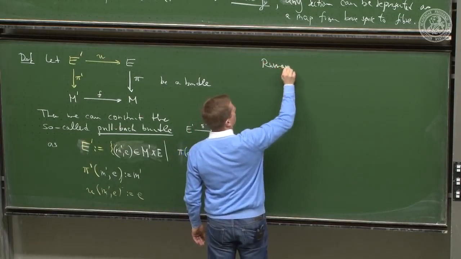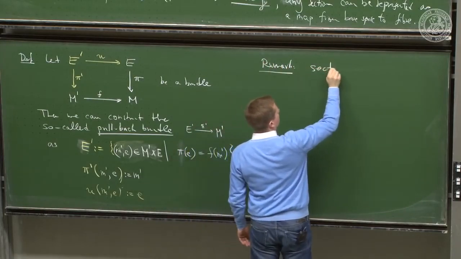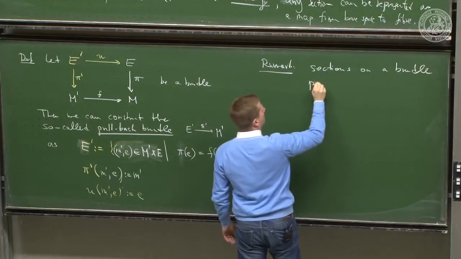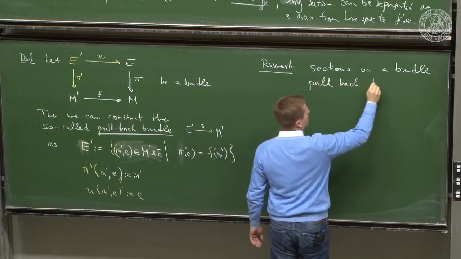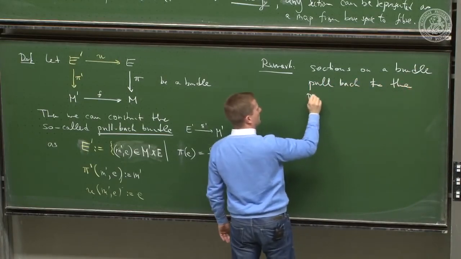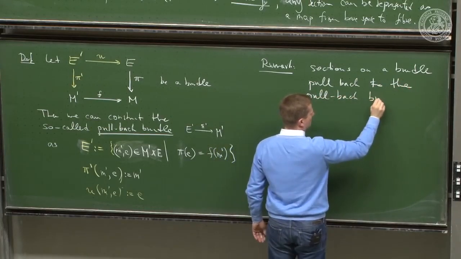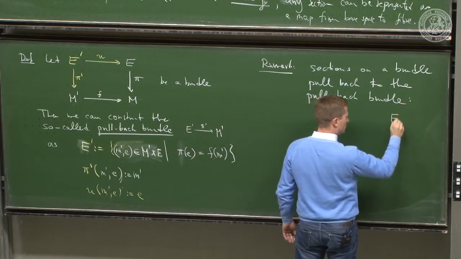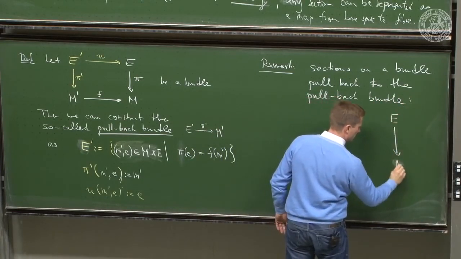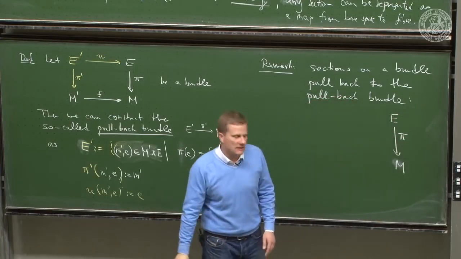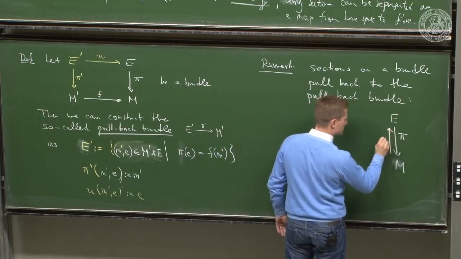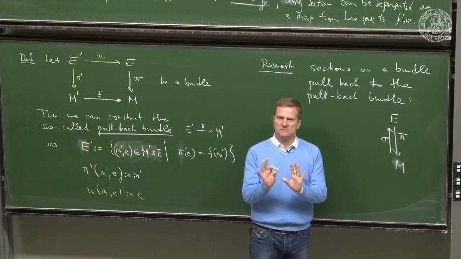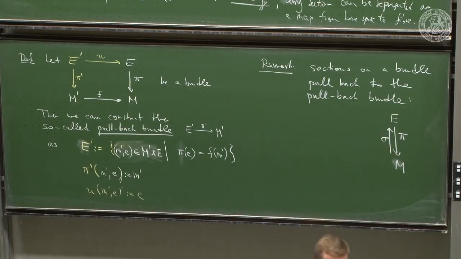Remark. Sections on a bundle pull back to the pullback bundle. What does that mean? It's very simple. You take a bundle, E pi M. But you don't only have that bundle, you also have a section sigma, which you know has this condition that pi after sigma gives you the identity on M. That's the construction you start from.